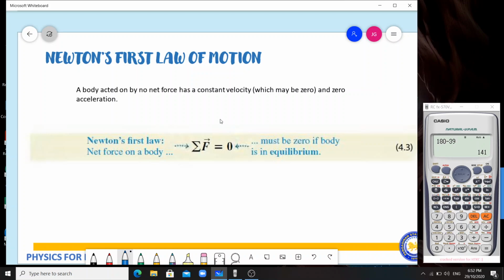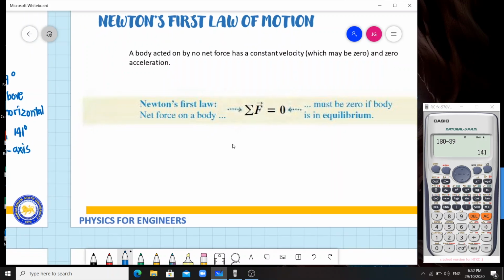So, for example, walang external force, okay? So, kung ang object mo is initially at rest, it will remain at rest, okay? But if your object is in motion, okay, at constant velocity, it will remain at constant velocity kapag hindi siya acted upon by an external force. So, summation of F is equals to 0. So, ganun lang siya kasimple. Okay?